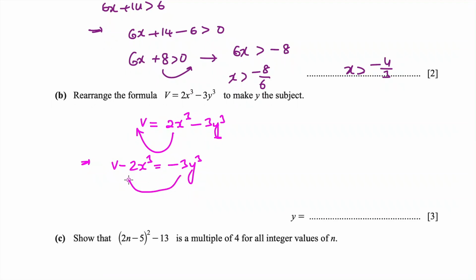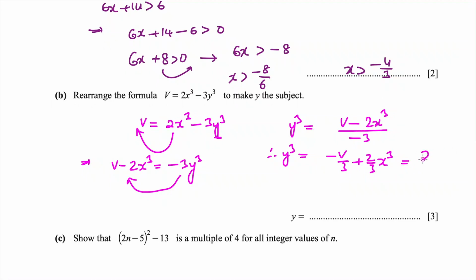now I'll take minus 3 to the other side. It is multiplying here and it will divide. So y cube would be equal to v minus 2x cube divided by minus 3. Therefore y cube is equal to minus v by 3 plus 2 by 3 x cube, or I can write it as 2x cube minus v by 3. So that is what y cube is.